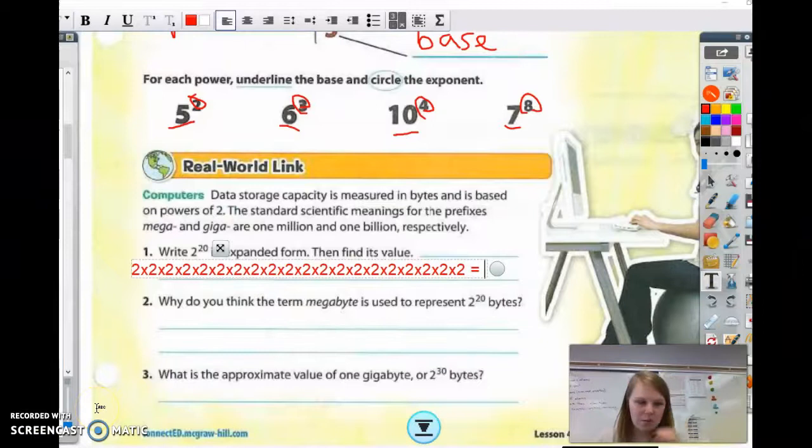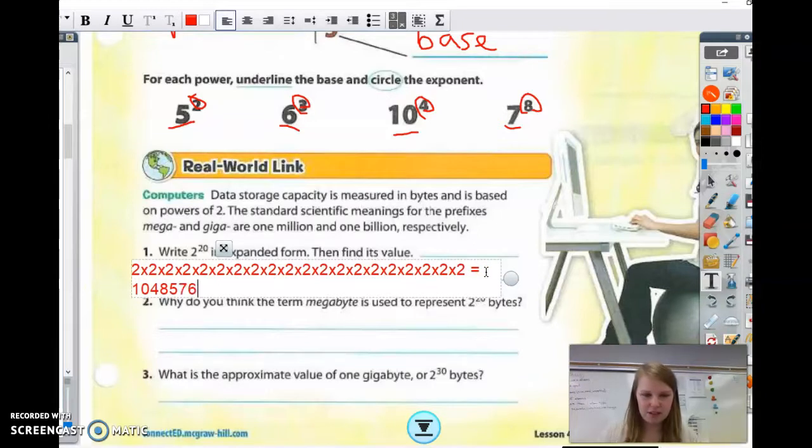Okay, so I'm going to write that whole thing in here, 1048576. Gosh, it didn't even type it. 1048576, right? That's a big, big number. Okay.